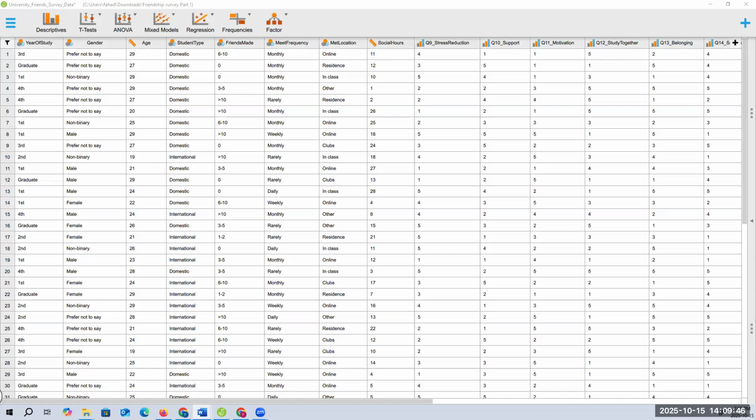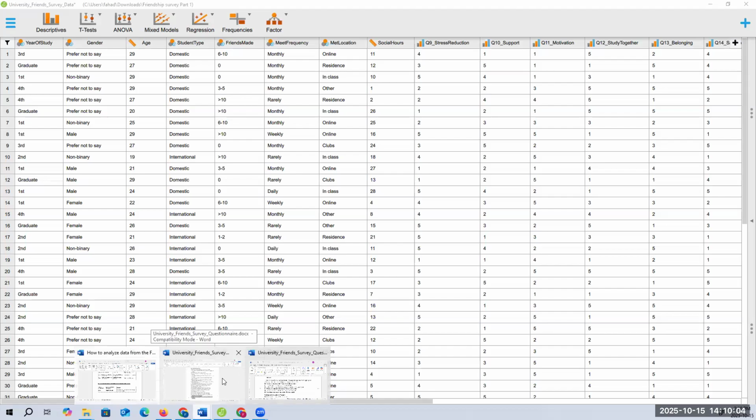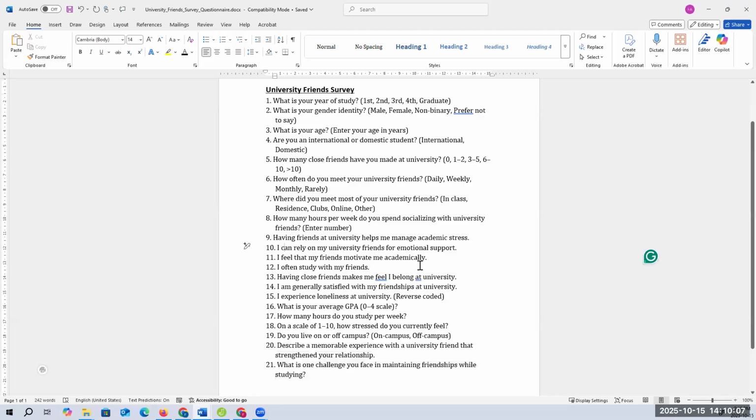So for example, questions 9 to 15, do they relate to loneliness? Let's see, remember what those questions were. Questions 9 to 15: having friends helps with academic stress. These questions are more about the person's well-being and the student's friendship network. So emotional well-being, do these questions relate to that component? Are they all related to each other? This is what the reliability analysis will look at.